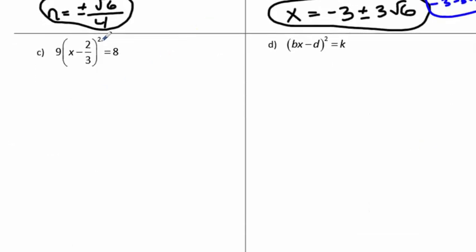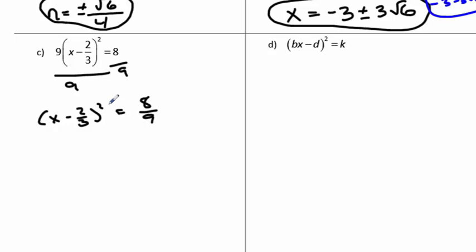A couple more here. In part C, to get the square by itself, you're going to want to divide both sides by 9 since 9 is not part of the square. So if I divide by 9, I will have x minus 2/3 squared equals 8/9. Now to get rid of the square, we'll use the square root property. So we're going to have x minus 2/3 equals plus and minus the square root of 8/9.